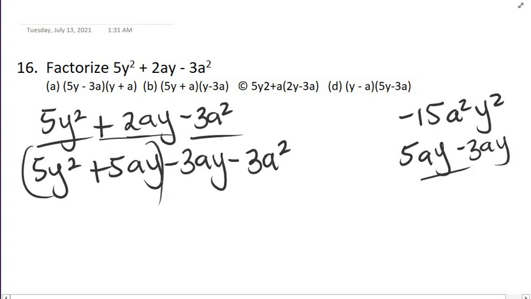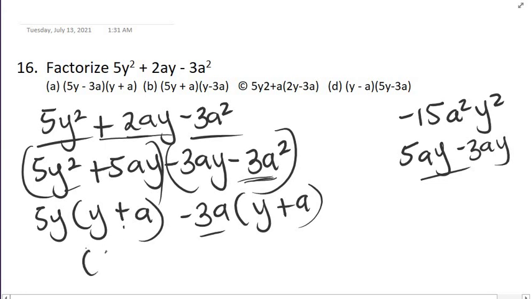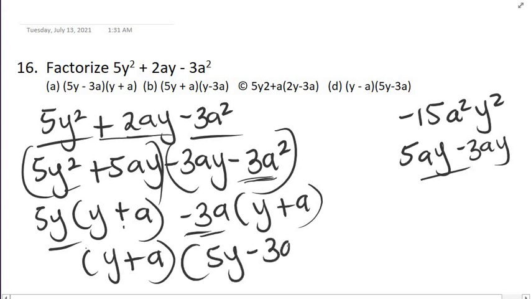Alright, so I'm going to group them again, and pick out what they have in common. I'm removing 5y from the first bracket, so I'll be left with y for the first term, plus a for the second term. Removing minus 3a from the second bracket, I'll be left with y plus a as well. If you use the term outside the bracket to multiply the term inside, you get the same thing. So pick what is common. Since these two are the same, I'll pick one, y plus a, then put the rest in the other bracket: 5y minus 3a. So I'll factorize my answer. Let's look for it: 5y minus 3a, y plus a. So that's the right answer. A is the right answer.